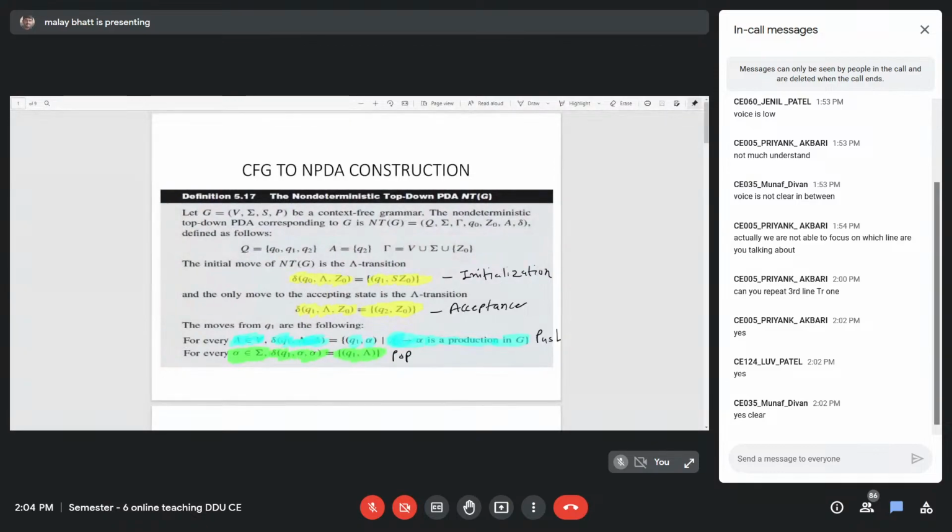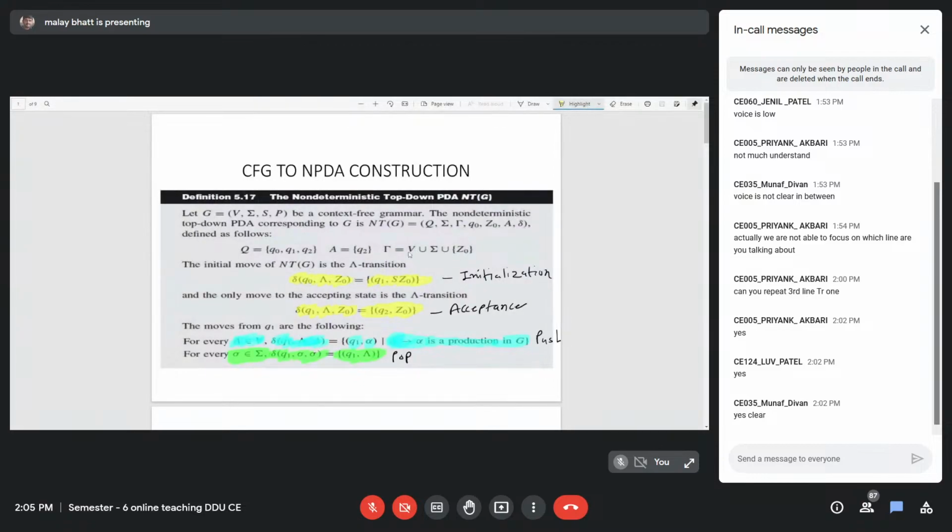So it says that if you want to get a non-deterministic top-down PDA for any grammar, we can do it with always three states: Q0, Q1, Q2. Our accepting state will always be the Q2 state. Our stack alphabet will be the set of non-terminals of the grammar, union the set of terminal symbols of the grammar, union Z0.